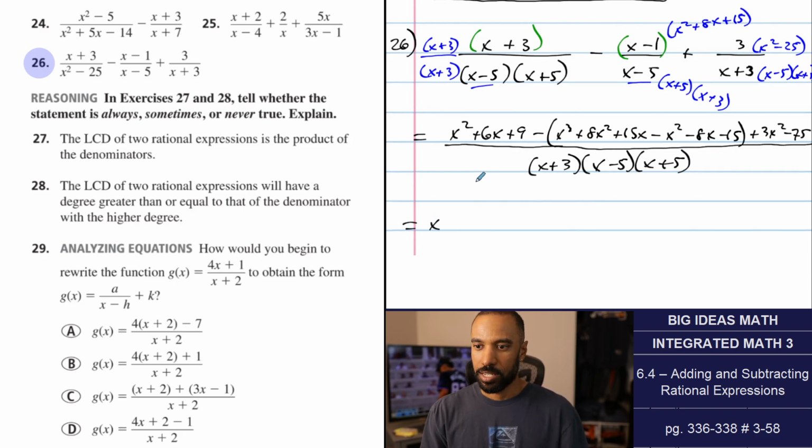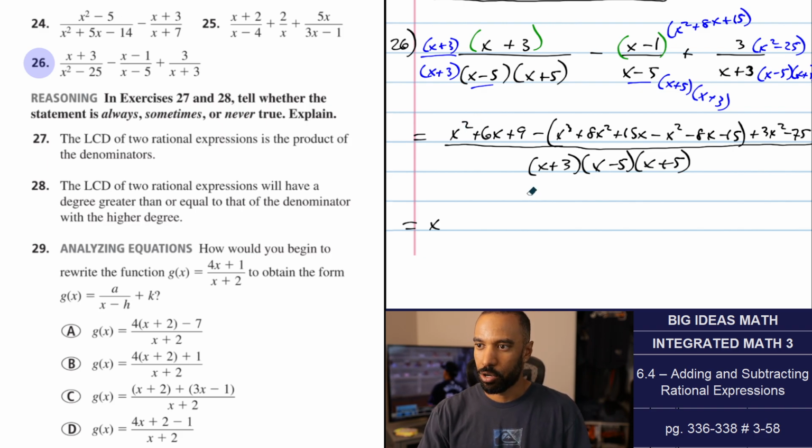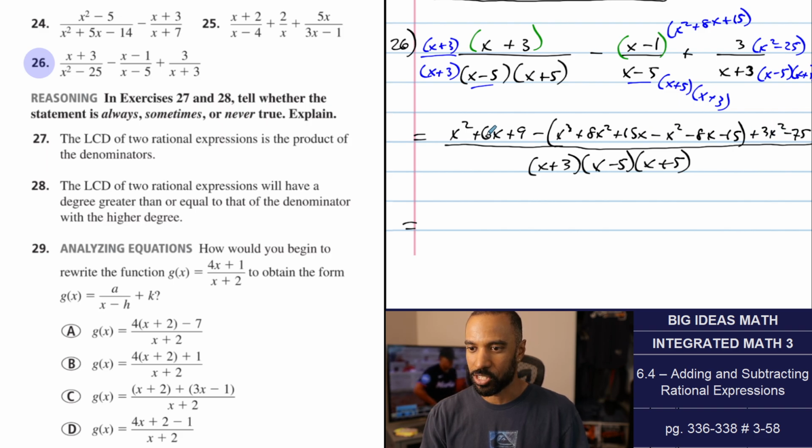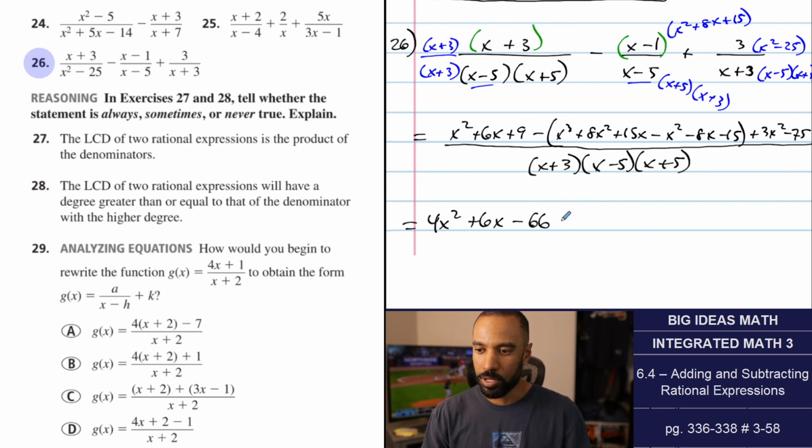Okay, x squared, I don't know if it helps or hurts, but I'm going to combine things that I can combine already right now on this side and this side. x squared plus 3x squared is 4x squared. 6x stands alone in that set. And 9 minus 75 is negative 66, right? I think. And then here, I'm going to distribute the negative into these as I combine like terms.